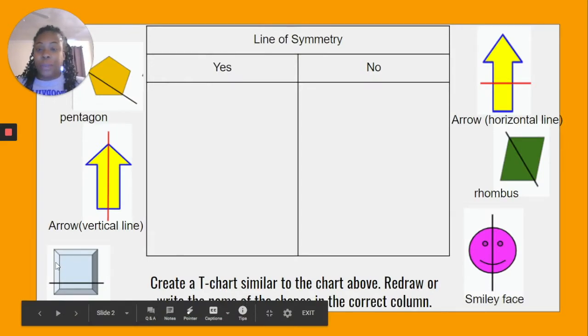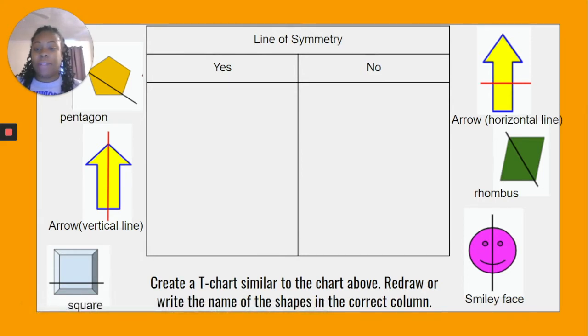Number 2, create a T-chart similar to the chart above. Redraw or write the names of the shapes in the correct column. So in this question, you will redraw this chart. Once you redraw the chart, I need you to draw the shapes, or you can write the words that go in the correct column. Pause this video and solve now.